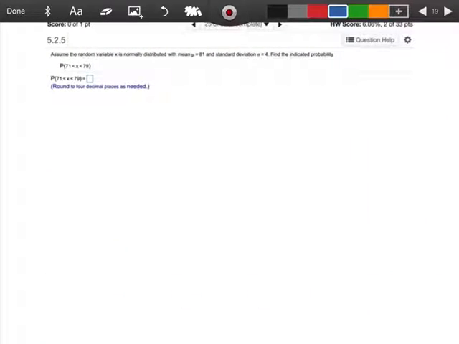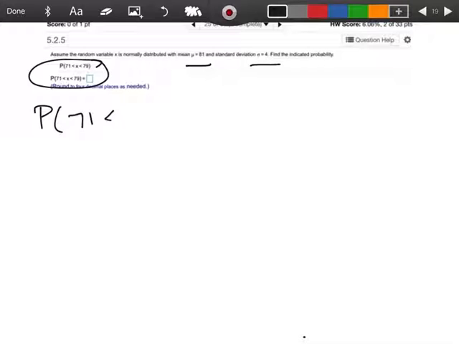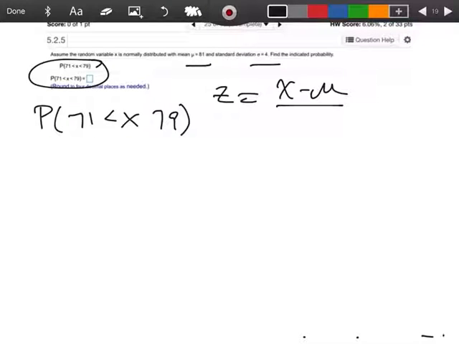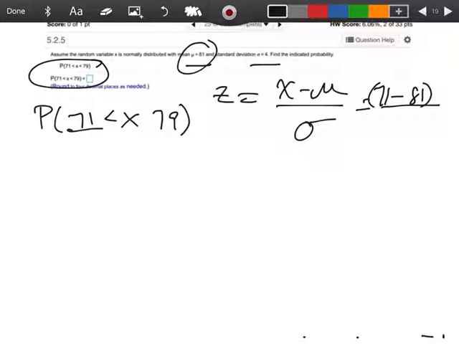And number 25 is going to be done exactly the same way. So first thing, this is what we're trying to find. We know our average is 81 and our standard deviation is 4. So when we're looking for the probability that x is between 71 and 79, the first thing we're going to do, we're going to convert each of those x values to z-scores. The first x value we have is 71. So I'm going to go 71 minus our average, 81, divided by our standard deviation, which is 4.